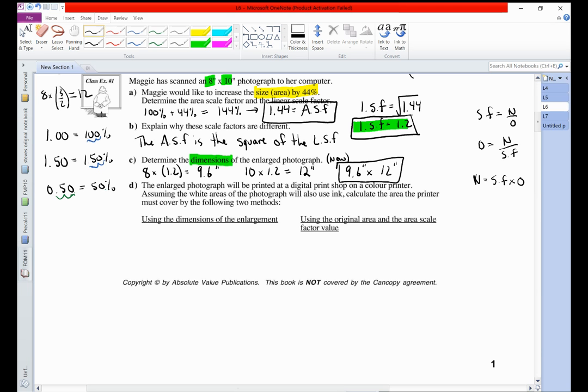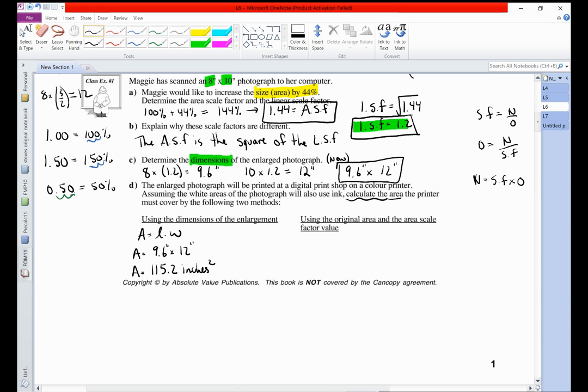The enlarged photograph will be printed at a digital print shop on a color printer. Assuming the white areas of the photograph will also use ink, calculate the area the printer must cover by the following two methods. Use the dimensions of the enlargement. Okay, so we're looking for the new area. So calculate the area. We know the new dimensions, and we know area is length times width. So we can just say 9.6 multiplied by 12, and we get 115.2. That's inches times inches, so we are going to get inches squared.